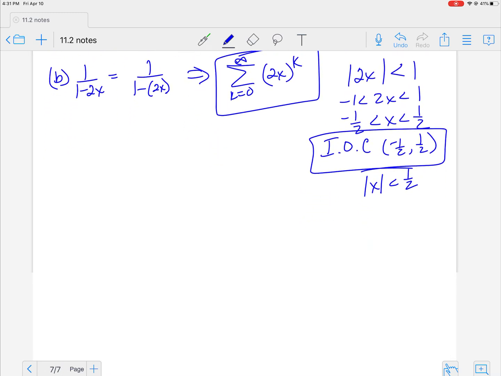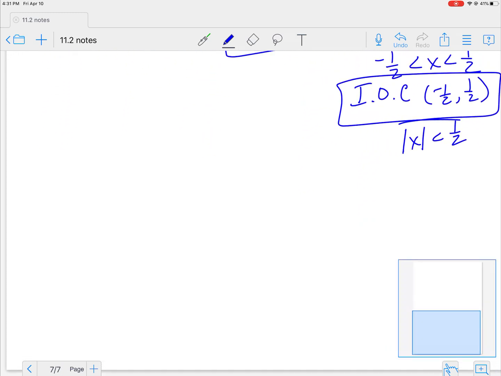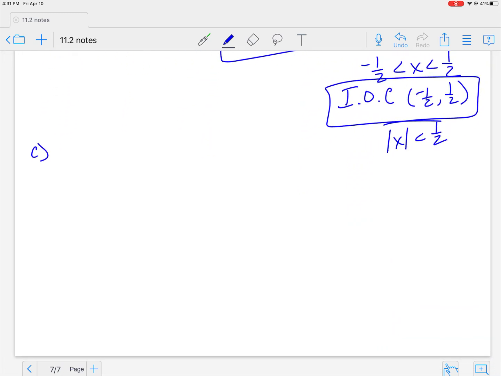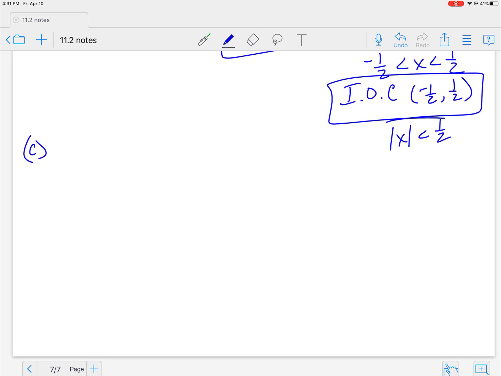Now, what if I have something like this? Let's do one more here. Yeah, we've got room. Here's C. I have 1 over 1 plus x squared. It's another input. Good. But what's my input?